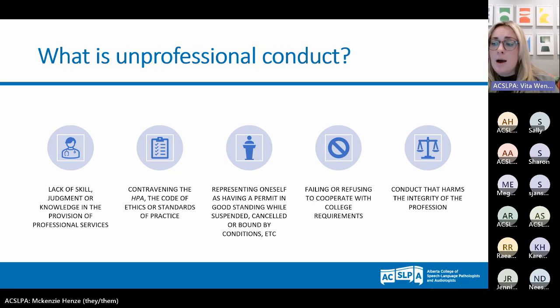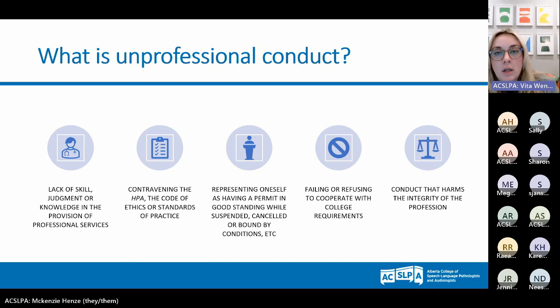The next category could be representing themselves as having a permit while being suspended, canceled, or bound by conditions. So an example of this would be, let's say someone, and this is again just an example, went and applied for a new job while they were suspended, they were canceled, they had conditions and requirements, and they didn't provide honesty, or they didn't represent themselves as having those conditions. That could equally be unprofessional conduct. And then, as I mentioned earlier, failure or refusing to cooperate with college requirements.